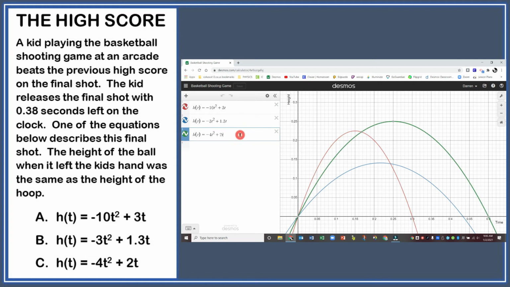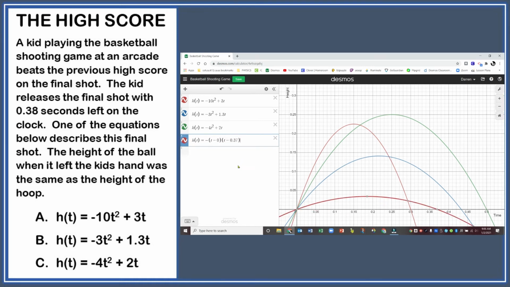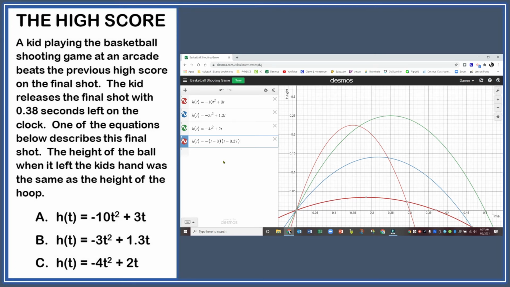So I'm going to start out and I'm going to type in an equation in intercept form. My equation is h of t equals negative quantity t minus 0 times the quantity t minus 0.37. So the reason my a value is negative is I need my parabola to open down. The reason I have a t minus 0 is that will give me an x-intercept of 0. And the reason I have a t minus 0.37, that will give me an x-intercept of 0.37.